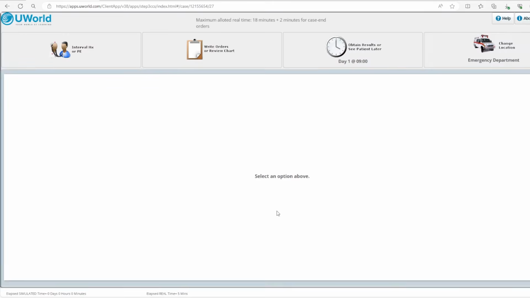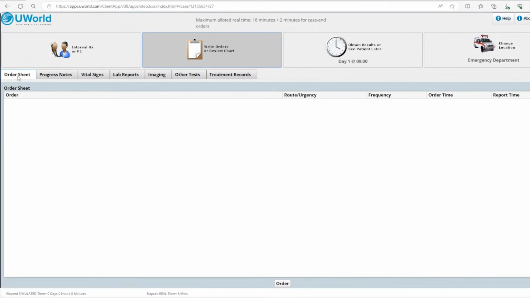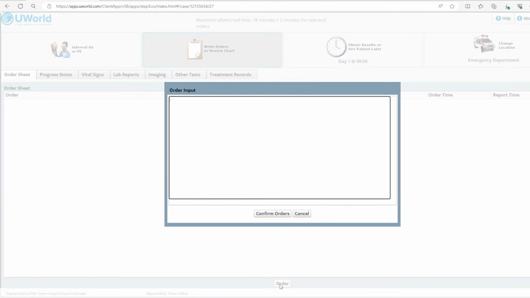And now after you click OK, you're gonna go and start either ordering orders, imaging, labs, or you do your physical exam. Since the patient is in distress, this is a car accident, a trauma case, we need to start ordering some emergency orders before we do our physical exam. To write orders, you go here, write orders or review chart. You're under the order sheet and you click order.